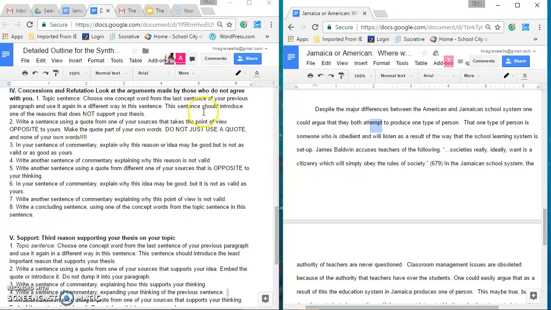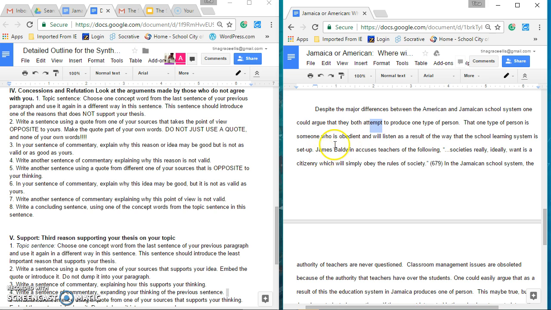The second criteria is to write a sentence using a quote from one of your sources that takes the point of view opposite to yours. What I did was include just a little bit of information before I got into my evidence. So what I included was that one type of person is someone who is obedient and will listen as a result of the way that the school learning system is set up.